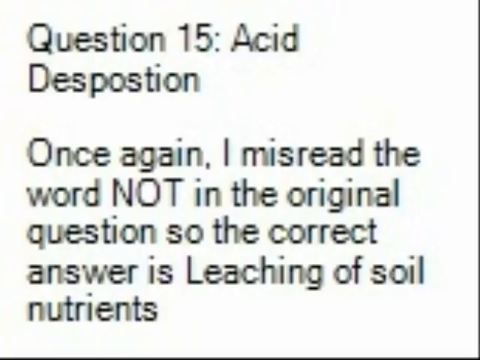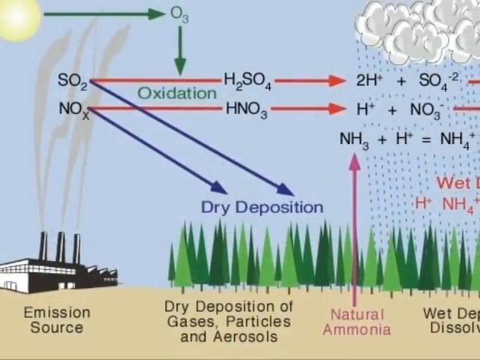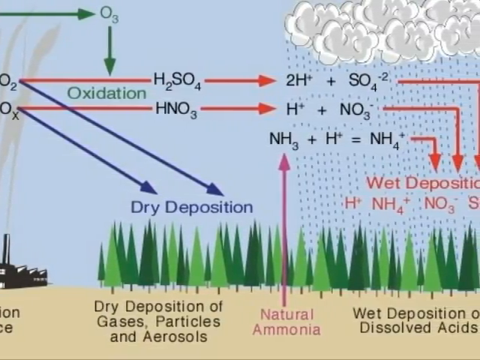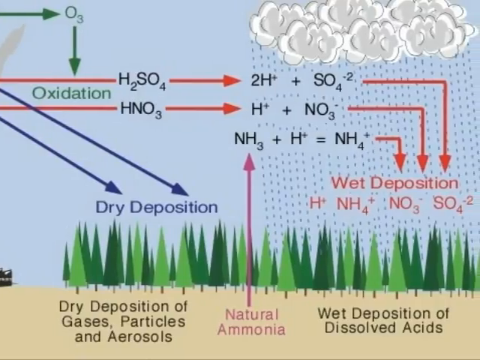Question 15 was about acid deposition or acid rain. So it asked what was not caused by it. The correct answer is the leaching of soil nutrients. That was never covered in the PowerPoint, so that's why that is not caused by it. And in this diagram, you can see how acid rain in both dry and wet deposition occurs.